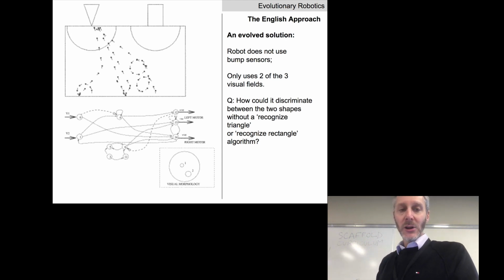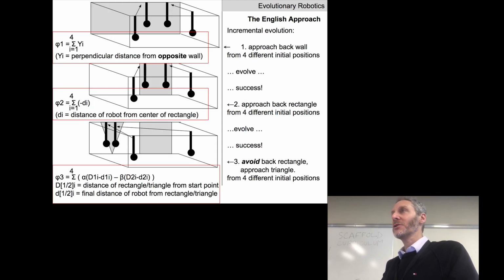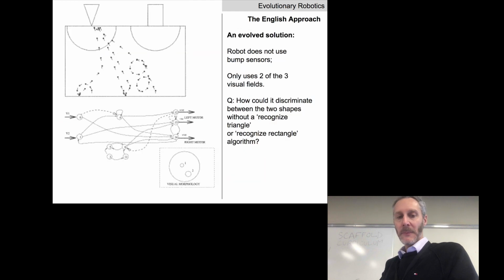So let's have a look at the upper left panel here. We're looking down through the hollow table. We've got a triangle at the back left and a rectangle at the back right. And we're going to rerun the best neural network from the population, the one at the end that had the highest value of phi 3.